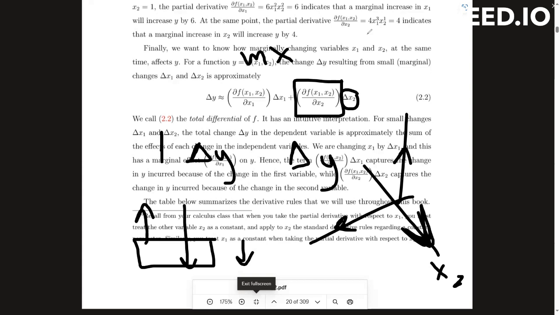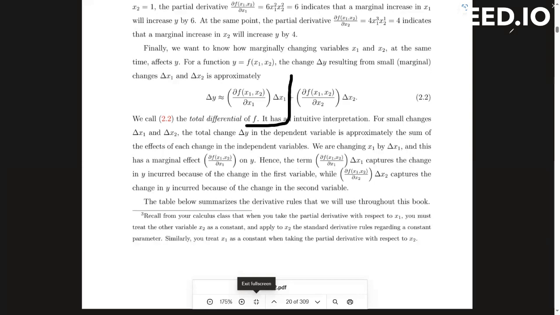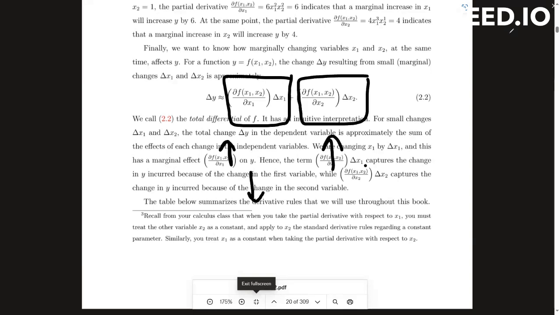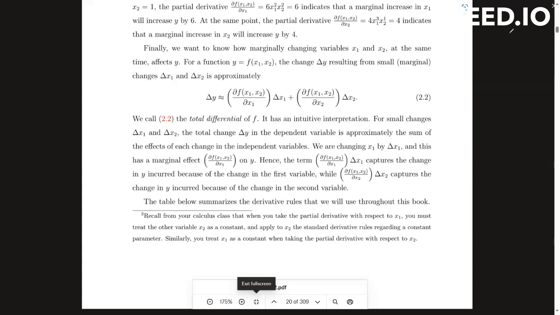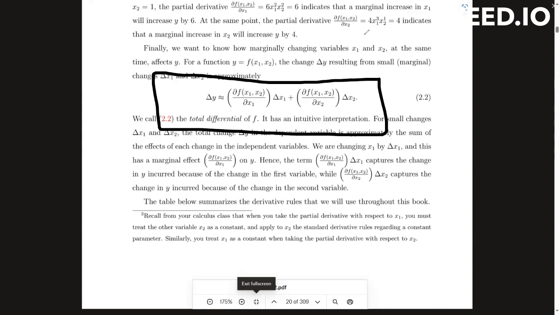But that's what the total differential is. If this piece is a change in the up and down, which it is, and this piece is a change in the up and down, where positives and negatives obviously count, you go up or you go down, then if you just add them, that's the actual change in y. So the change with respect to x1, the change with respect to x2, add them, and they call that the total differential. So that's about it for the total differential.